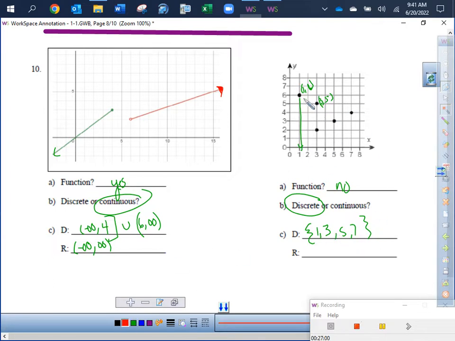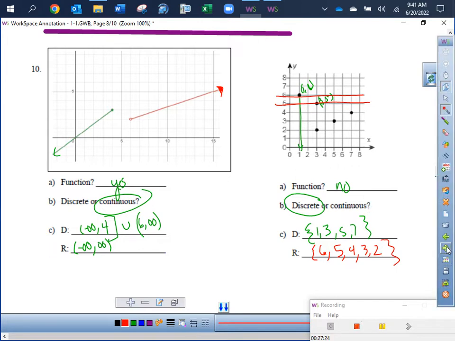The range is all of your y values, so that's these numbers looking across on all of these. So there's a y value of 6 right there. There's a y value of 5, y value of 4, y value of 3, and a y value of 2. And this is not a function because 3 repeated itself in that case.